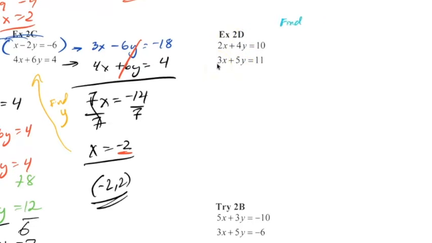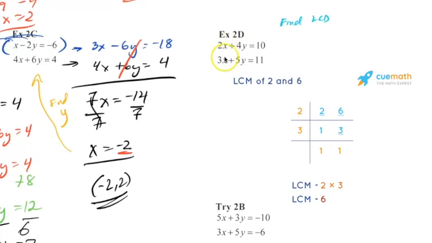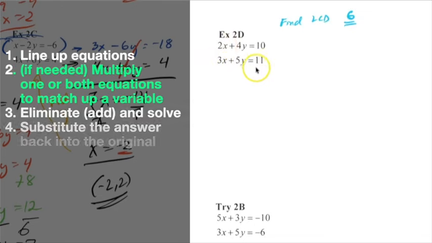We want to find an LCD. How can you get these to be the same thing? Let's focus on the x's here. What's the number I can multiply both of these by to get the same number? Well, 2 and 3 both go into 6. So let's focus on that. If I multiply the top row by 3, I get 6x. If I multiply the bottom row by 2, I get 6x.